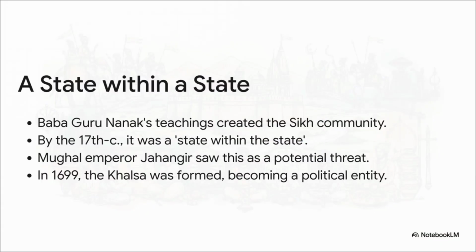So up in the Punjab, you have the Sikh community. They were inspired by Guru Nanak's teachings about equality, and they got incredibly organized. So organized, in fact, that they basically became a state within a state. And well, you can probably guess what happened next. The Mughal emperor saw this as a huge threat, which led to conflict and eventually the creation of the Khalsa, a powerful political and military community.